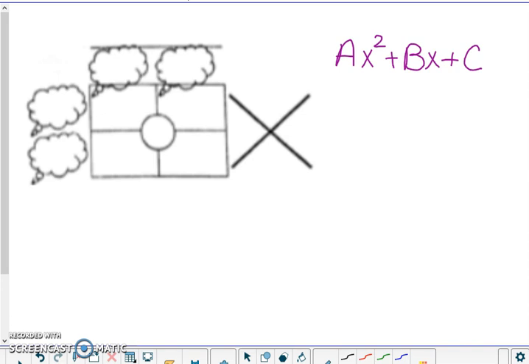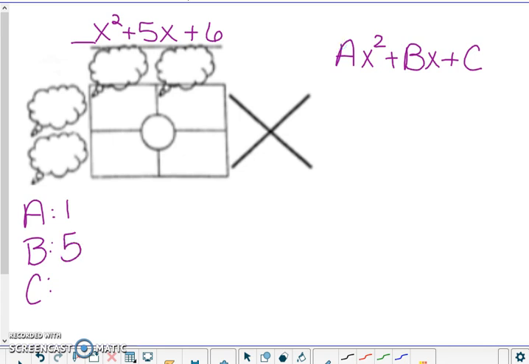So I'm going to go ahead and write the problem. We're going to be factoring x squared plus 5x plus 6. And we're going to make a list. First thing every time, you make a list of what you know. In this case, what I know are my A, my B, and my C. So my A value is going to be 1. And how do I know it's going to be 1? Well, if there's no number in front of a variable, the default coefficient is always 1. My B is going to be 5 because that's the coefficient of my middle term. And my constant is 6, so my C value is 6.